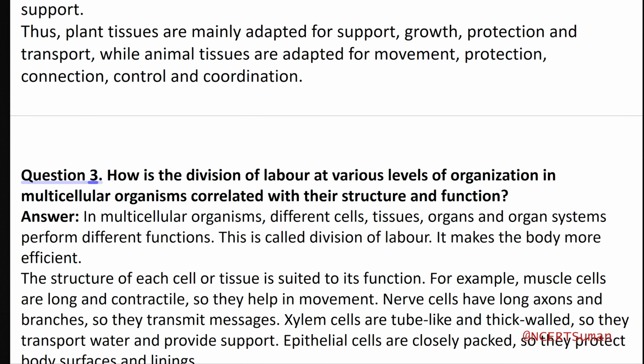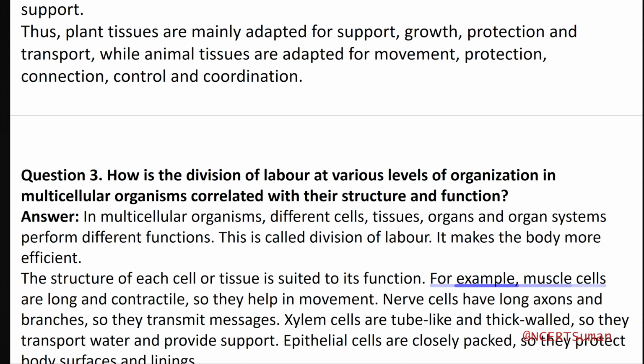Question 3. How is the division of labor at various levels of organization in multicellular organisms correlated with their structure and function? Answer. In multicellular organisms, different cells, tissues, organs, and organ systems perform different functions. This is called division of labor. It makes the body more efficient. The structure of each cell or tissue is suited to its function.